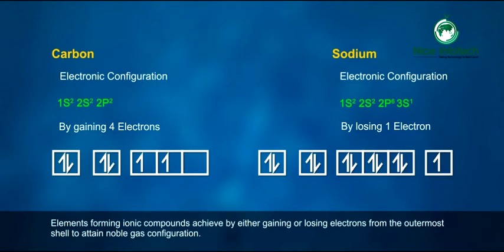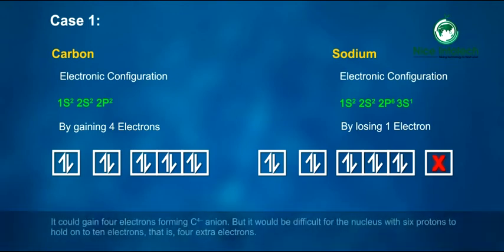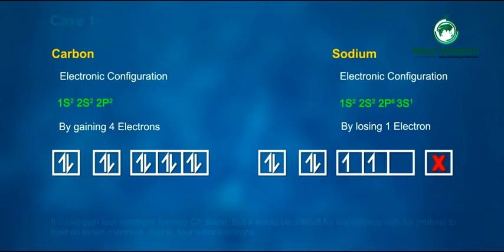Elements forming ionic compounds achieve this by either gaining or losing electrons from the outermost shell to attain noble gas configuration. In the case of carbon, atomic number is 6. It has 4 electrons in its outermost shell and needs to gain or lose 4 electrons to attain noble gas configuration. Case 1. It could gain 4 electrons forming C4- anion, but it would be difficult for the nucleus with 6 protons to hold on to 10 electrons, that is 4 extra electrons.